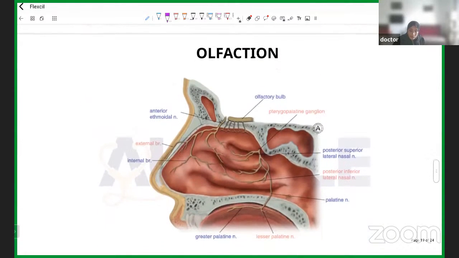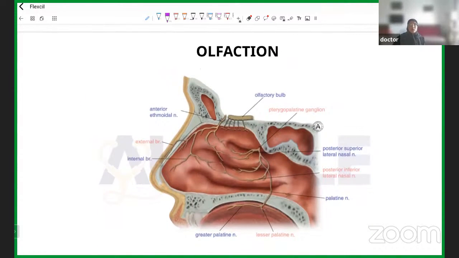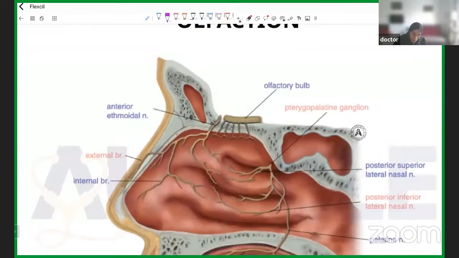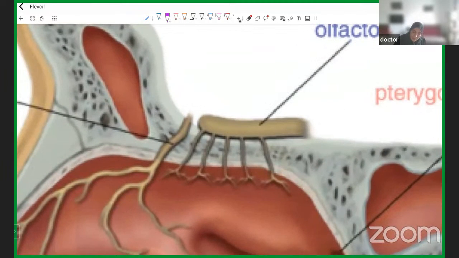Coming to the part of olfaction. Now, olfaction we have studied in our first year as well. Olfaction, olfactory nerve, how does it work, and the nerve supply and all. So the nerve supply of the nose is by the olfactory nerve. So the olfactory nerves carry the sense of smell and supply the olfactory region of the nose. Now, the olfactory region of the nose, this is important, the olfactory bulb.